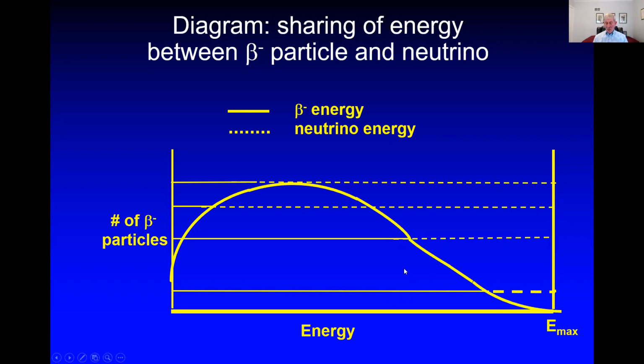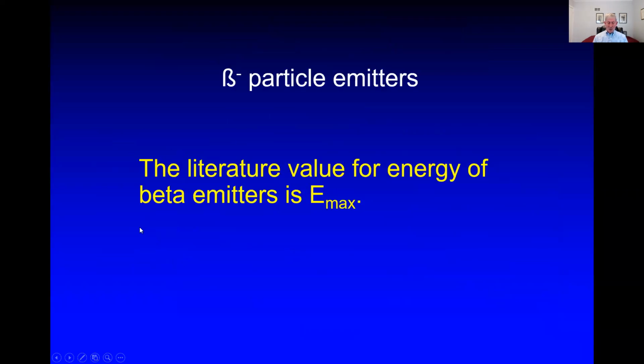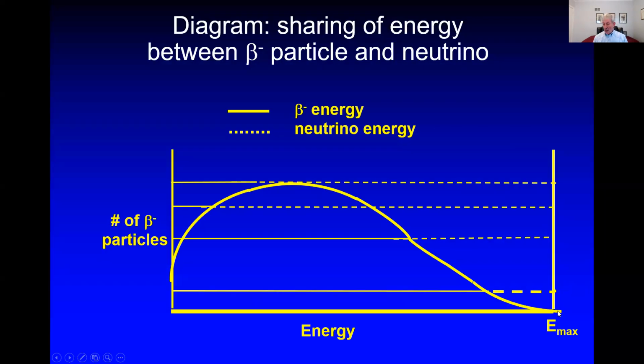In other words, let me back up one slide. The literature value for a beta is Emax, even though not even 1% of all betas have maximum energy. This here is the average energy, somewhere up here. It's about 1/3 of Emax. And so this diagram is pretty easy to explain. It's a sharing diagram for betas and neutrinos.